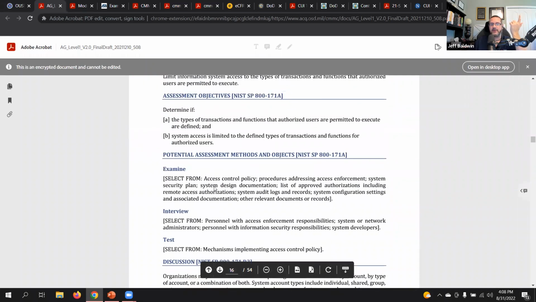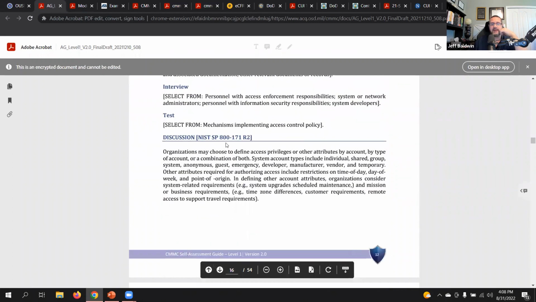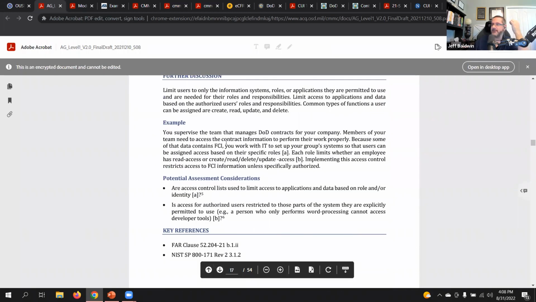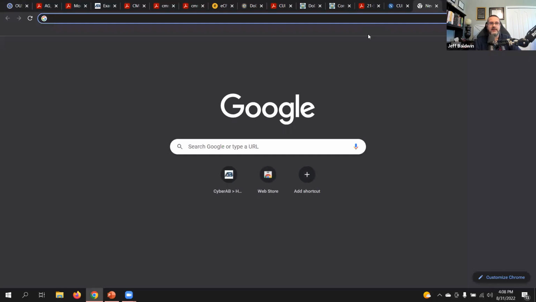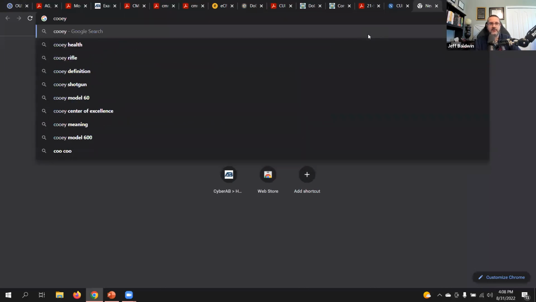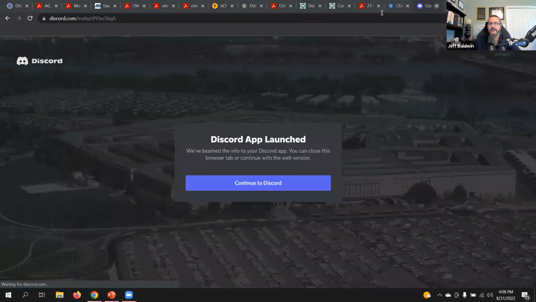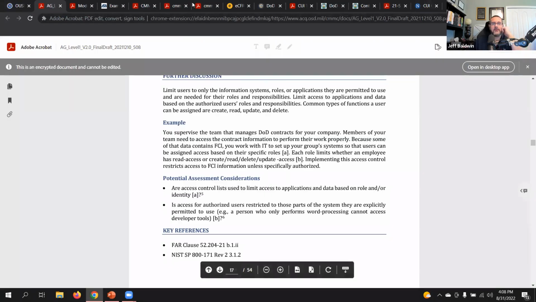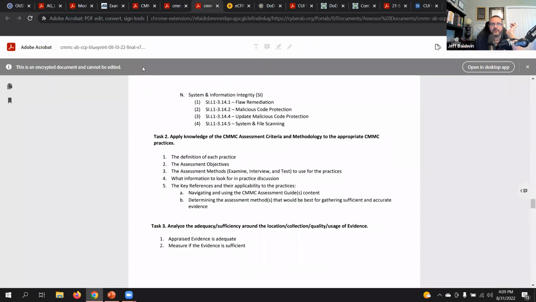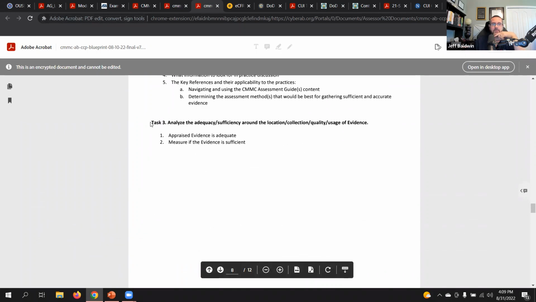So go through all these things, understand, read it, comprehend it. And if you have questions, you can always reach out to different communities out there. You have Reddit, you have Discord. The CUI Discord is a great place for more information and discussions. If you want to get to that one, you just type in CUI.life, and it'll bring you right over to Discord, and then you can join up. So there you go. If you have questions on any of those practices that you need more information on, that's where you should go.